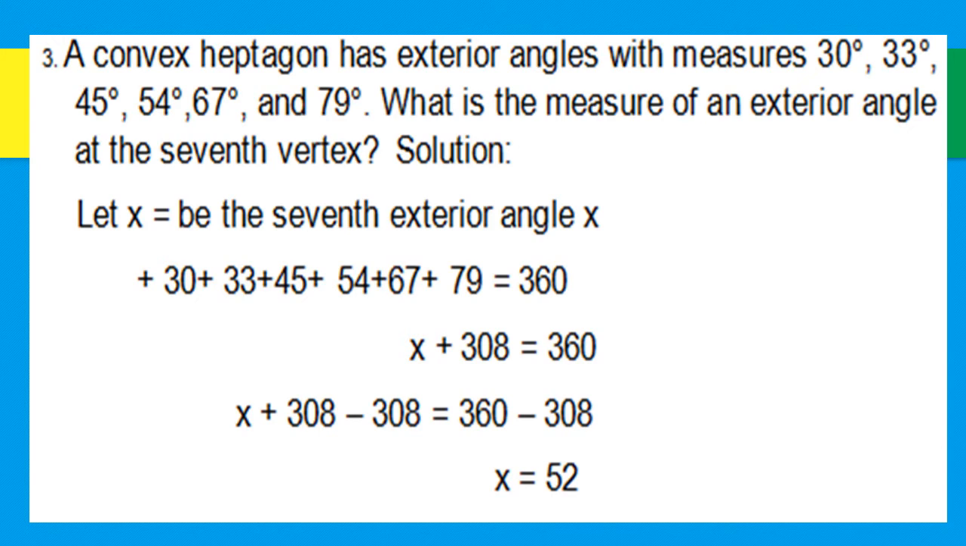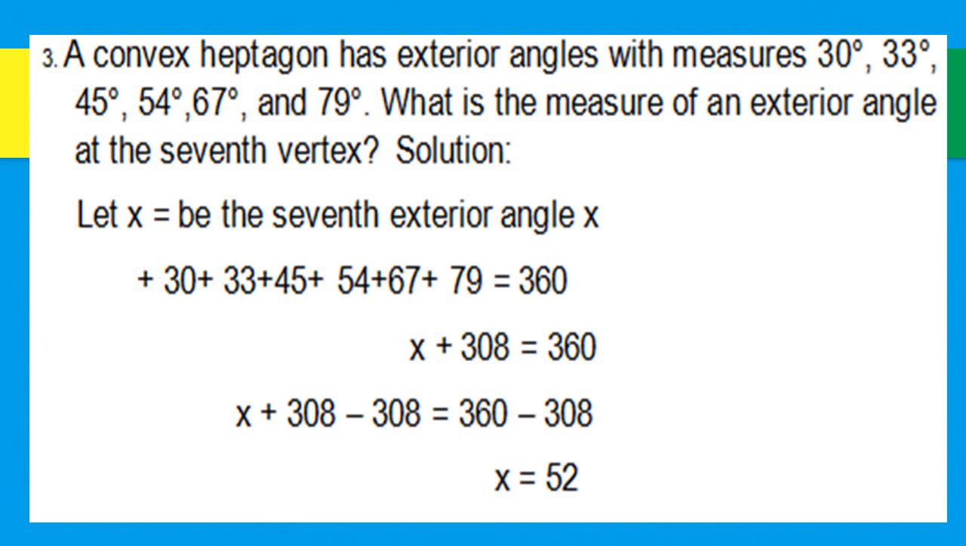So x plus 30 plus 33 plus 45 plus 54 plus 67 plus 79 is equal to 360, which is the exterior angles theorem. After that, we are going to combine like terms. 30 plus 33 plus 45 plus 54 plus 67 plus 79 with a total of 308.